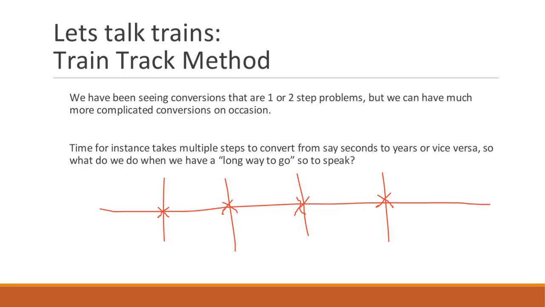We organize this based off of whatever unit, and let's say it was unit A here, and then it would have to be B here, so it would have to be B here, in order to get what we're looking for, which would be, I guess, C, right? So we have been seeing conversions that are just 1 or 2-step problems. We can have much more complicated conversions. So time, for instance, takes multiple steps to convert from, say, seconds to years or vice versa. So what do we do when we have a long way to go?